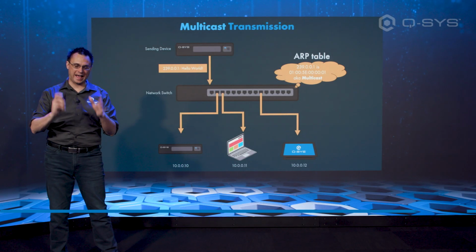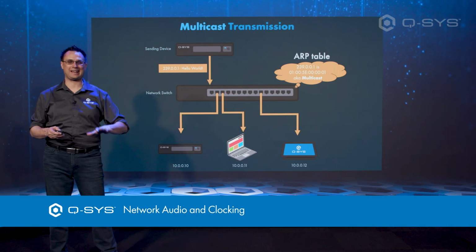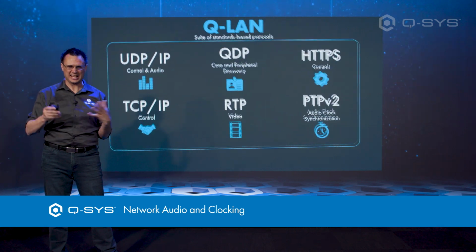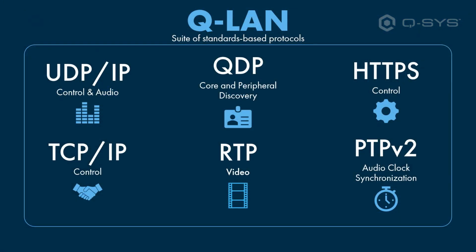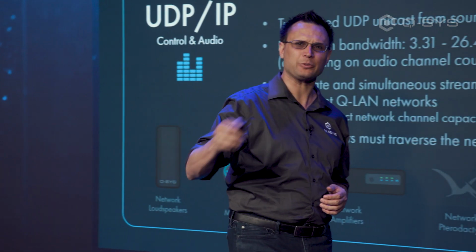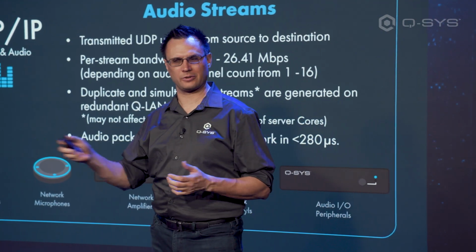All right, welcome back. We just talked about UDP and TCP and multicast and unicast. Let's go back to those protocols and let's actually look at what an audio channel is. Let's talk about what it means to send audio across the network and the bandwidth requirements of sending an audio channel from a transmitting device to a receiving device.